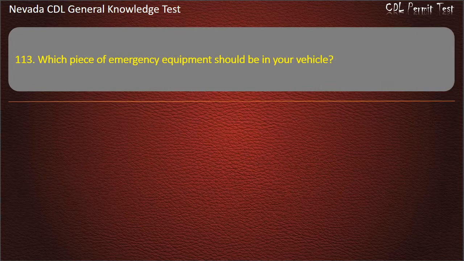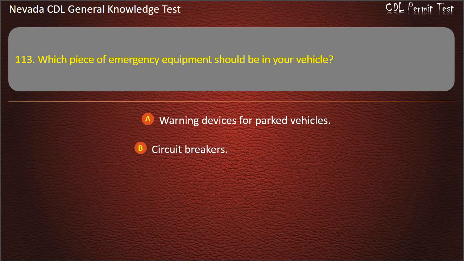Question 113. Which piece of emergency equipment should be in your vehicle? Warning devices for parked vehicles. Circuit breakers. First aid kit. Answer. Warning devices for parked vehicles.